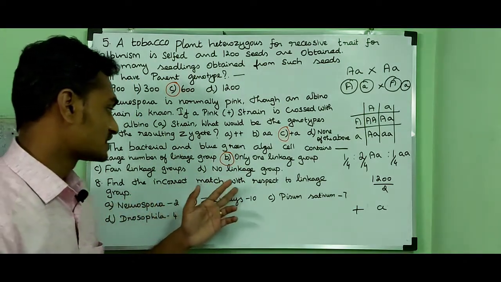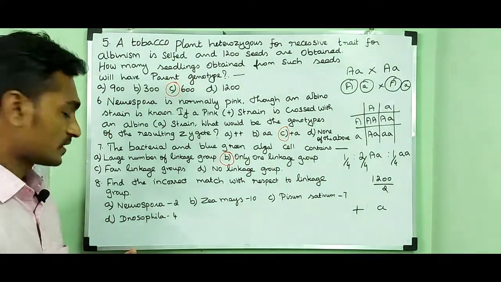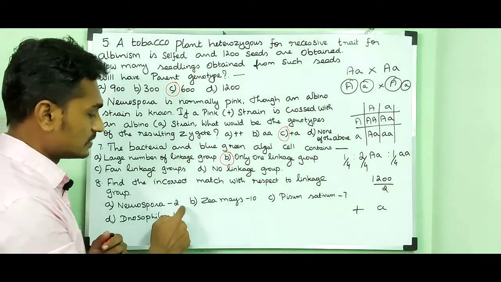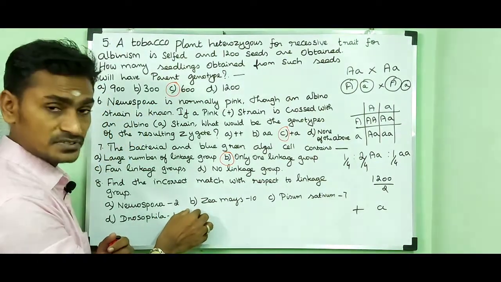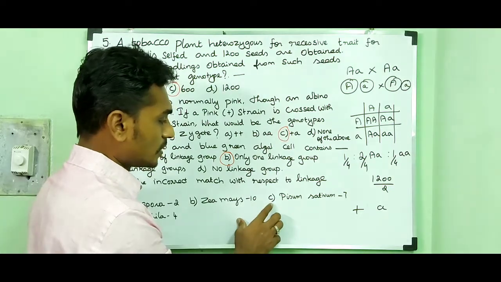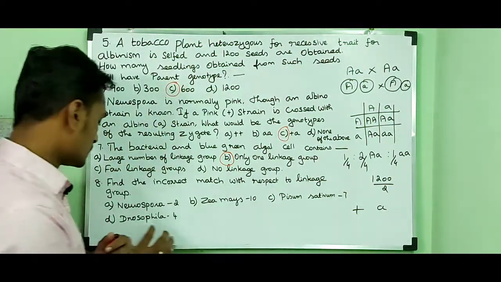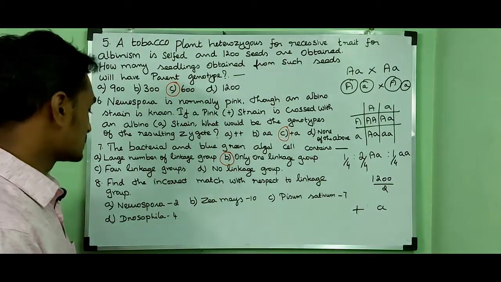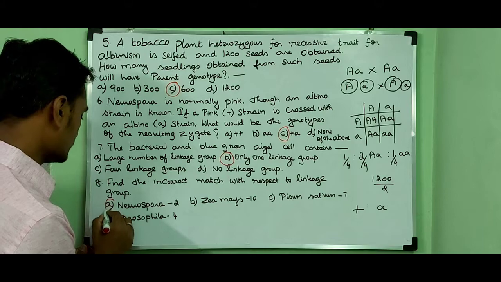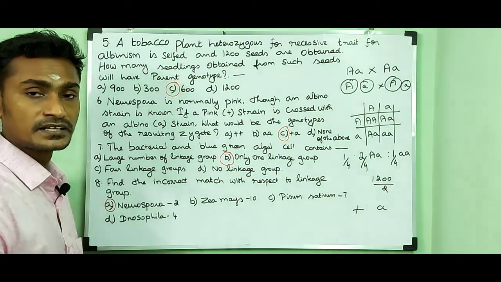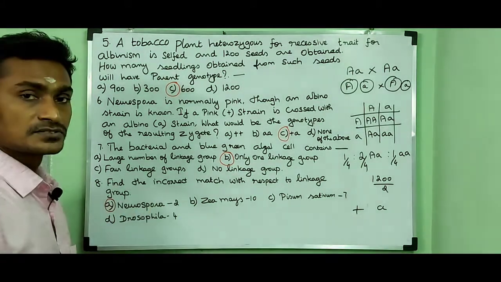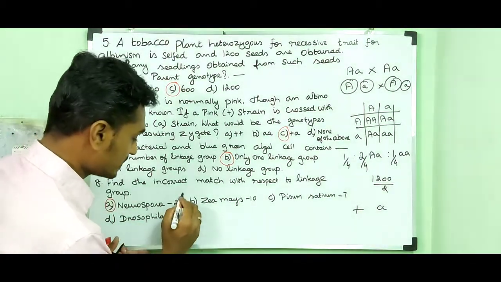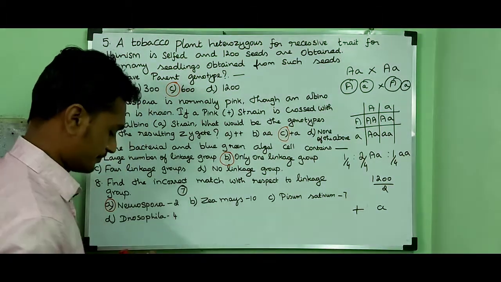Find the incorrect match with respect to linkage group. Option A, Neurospora, 2. Option B, Zea mays, 10. Option C, Pisum sativum, 7. Option D, Drosophila, 4. So the incorrect match is Neurospora. Actually, it contains linkage group 7. So option A is the incorrect match.